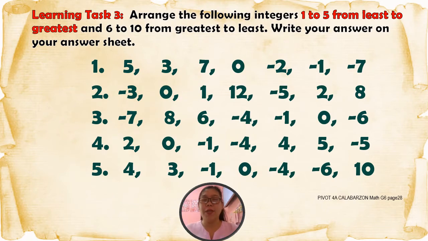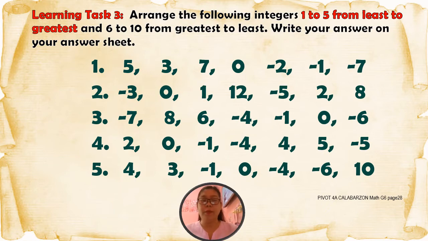Learning task 3, 1 to 5 only. Arrange the following integers from least to greatest. Write your answer on your answer sheet. You may write your answer as I read each item. Pause the video if you need more time in answering.